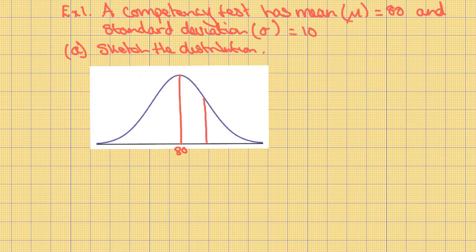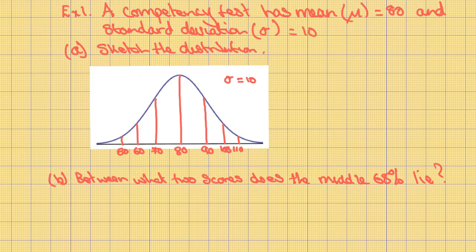Then you can put in 3 standard deviations above and below and add their values. The standard deviation is 10. So above would go 90, 100, 110. Below would go 70, 60, 50. Write the standard deviation by the side. So sigma equals 10.